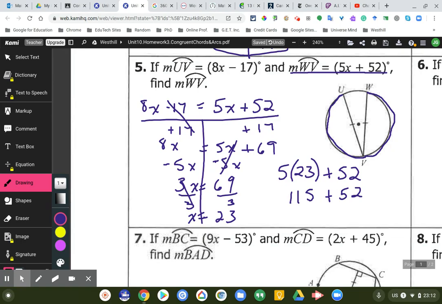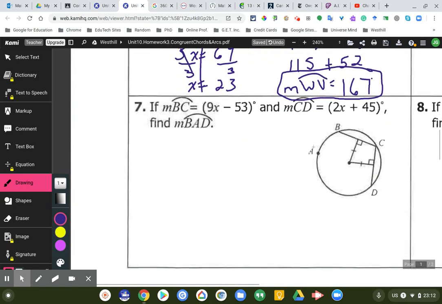That's a 7, that's a 6. So the measure of WV equals, what did I say? 167. I think that's correct. 167. Yep, I think so. Okay. Boom. I mean, degrees. Okay. There we go. It's number 5. Rolling right along here.